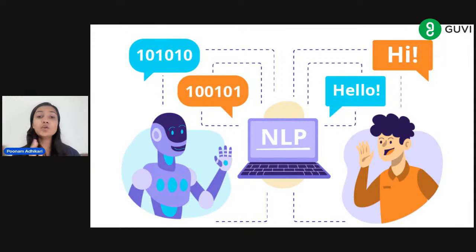On the other hand, humans can say hi, hello, or whatever, right? That means there is a gap in the communication between the human and the computer. But our task is to make sure the computer not only understands the language that I am speaking, but also draws useful conclusions from the text that I am giving or the words that I am speaking.